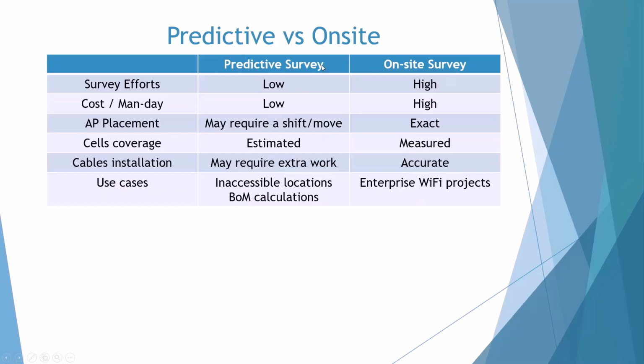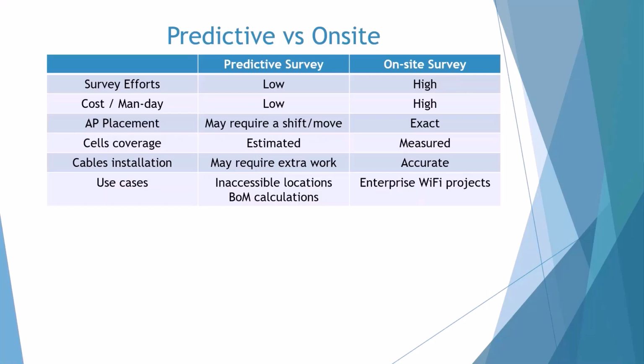For the predictive survey, it comes in handy once we have inaccessible locations or once there is a vendor or partner that wants to estimate the number of access points that they want to sell for their customers. So they estimate what we call bill of material using the predictive survey. On the other hand, for all enterprise Wi-Fi projects, on-site survey is the recommended approach.